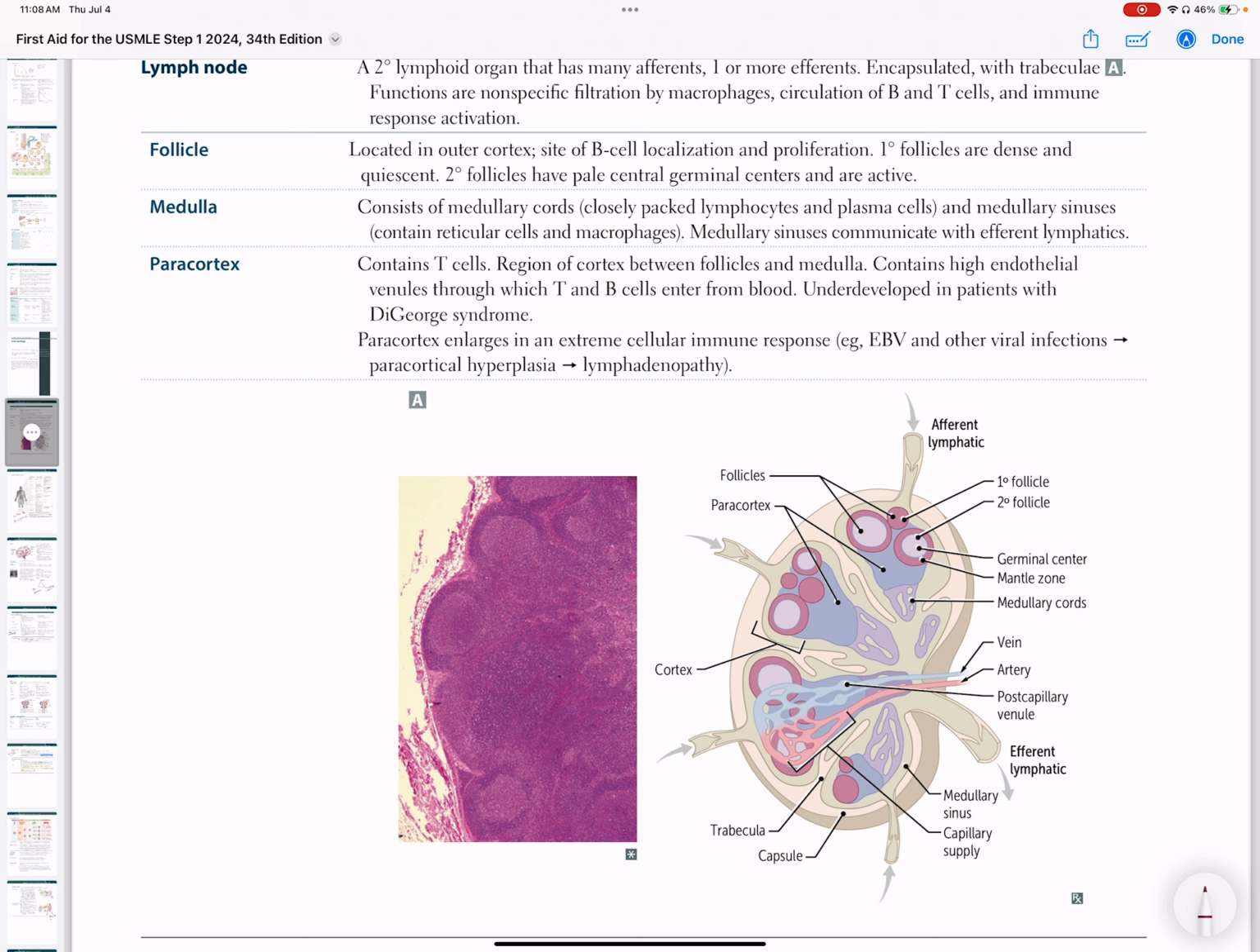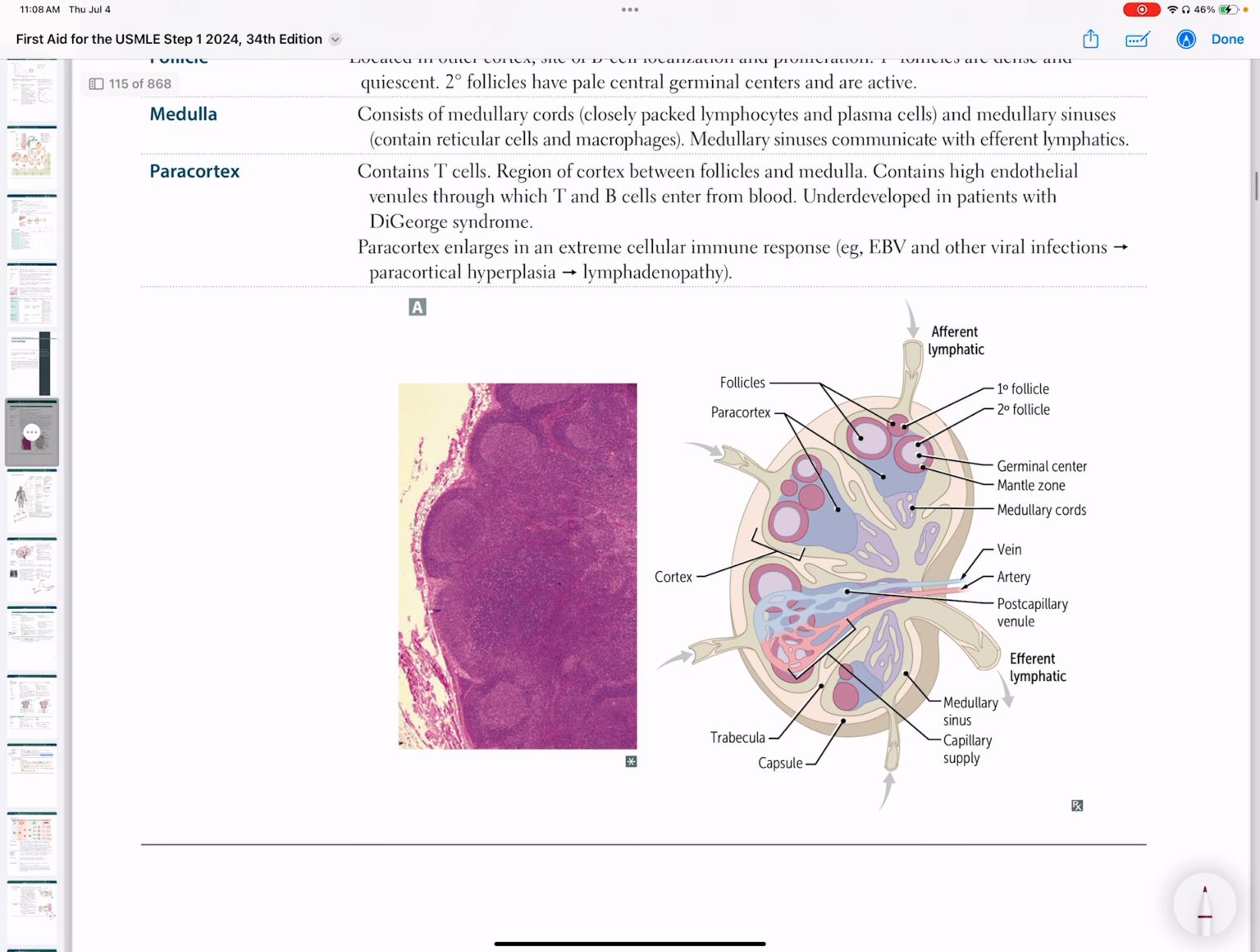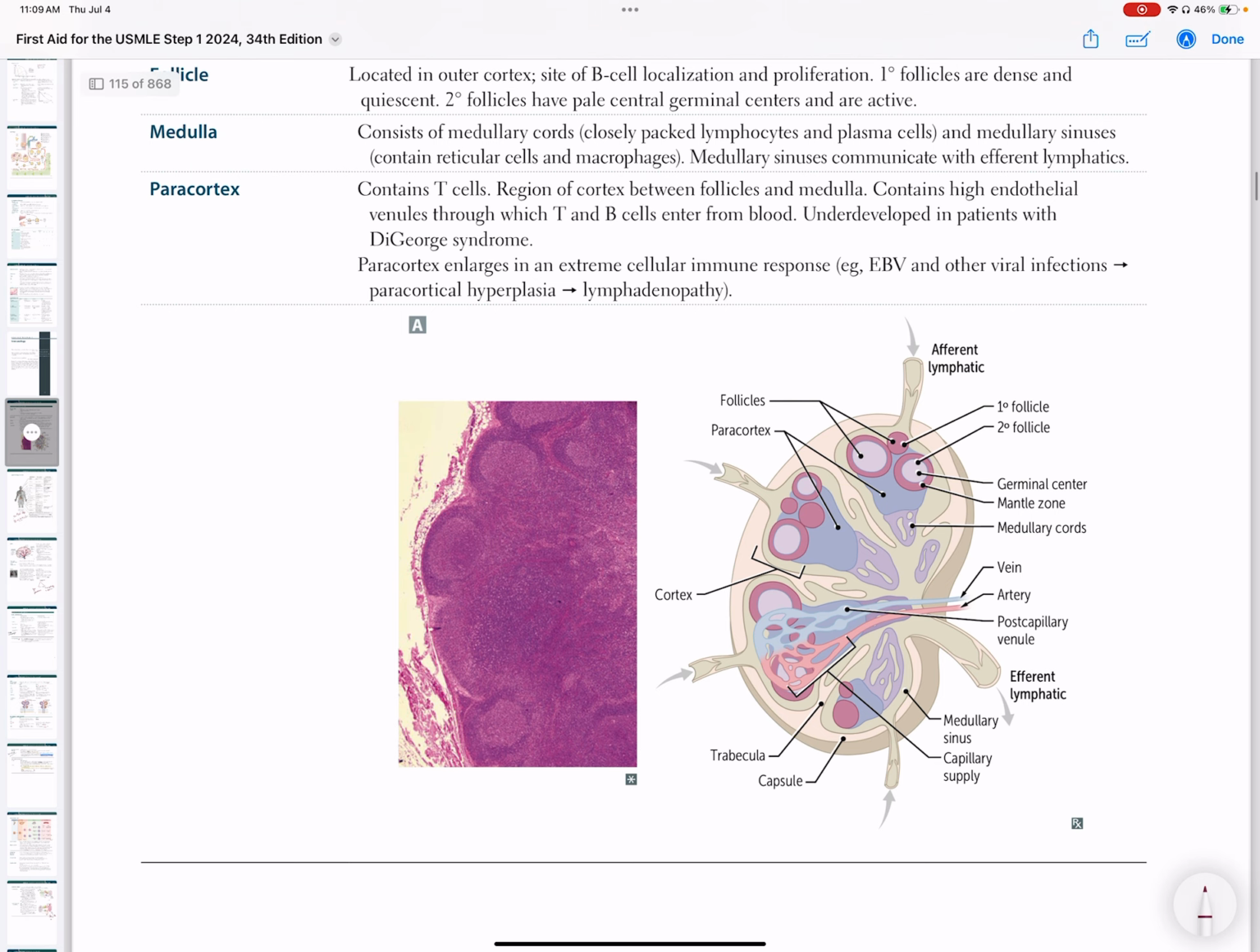Okay, next coming to the medulla. In the medulla, we have medullary cords and medullary sinuses. The cords are the closely packed lymphocytes and plasma cells. And then the medullary sinus is made of reticular cells and macrophages. These communicate with the efferent lymphatic. If you can see it here, the medullary sinus is communicating with the efferent lymphatic.